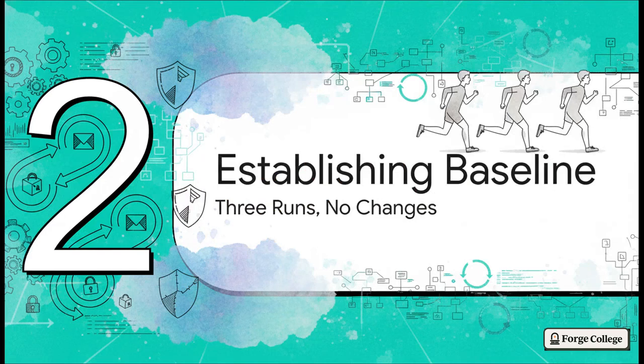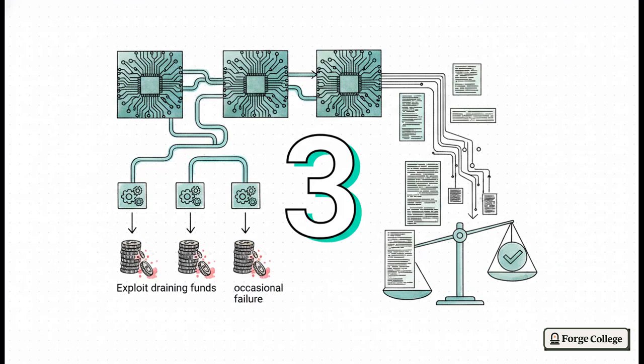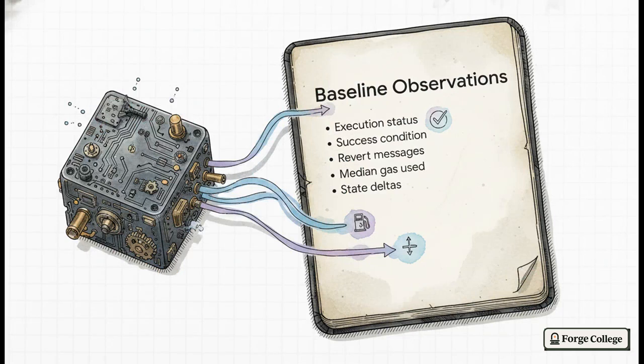Section 2. Establishing the baseline. 3 runs, no changes. So, to get truly solid data, we absolutely must establish a strict control group before we introduce any rogue variables. We do this by running 3 completely identical baseline iterations of our scenario. Why 3? Well, we need to capture the raw JSON output to see if the exploit consistently drains funds or if it occasionally fails due to some random hidden factor. Consistency is everything here, guys. 1 time could totally be a fluke, but 3 times? That's a pattern. From each of those 3 baseline runs, we meticulously record some very specific outcomes.